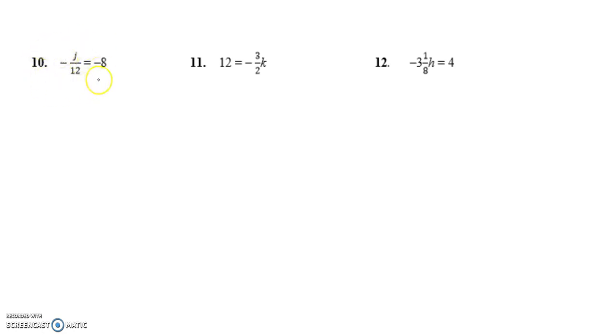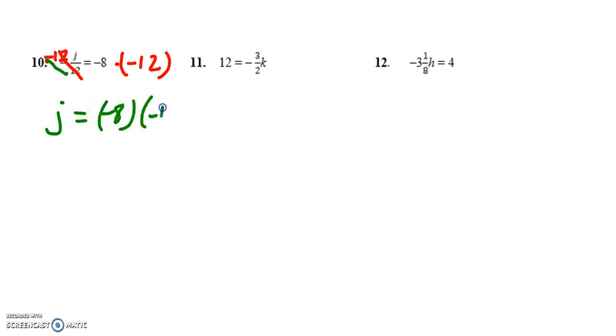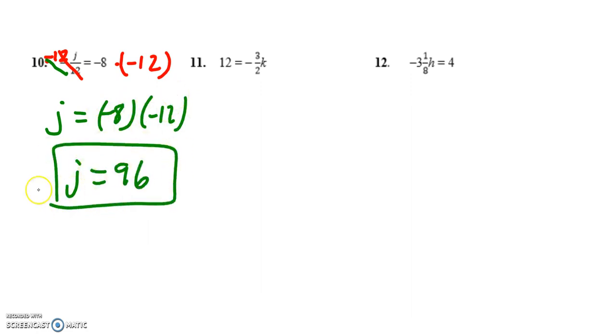If I were looking at number 10, I would say that J has two annoying things by it. It has the 12 and the negative. But the 12 is being divided, so I'm thinking the first thing we should do is multiply by 12. But if we want to do two birds with one stone, let's multiply both sides by not just 12, but a negative 12. Because if I multiply both sides by negative 12, the 12's cross out, and so does that little negative there. So I'm left with just J equals negative 8 times negative 12, and negative 8 times negative 12 is a positive 96.